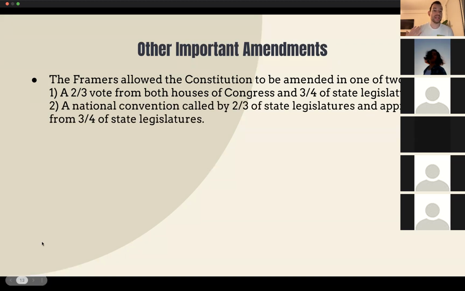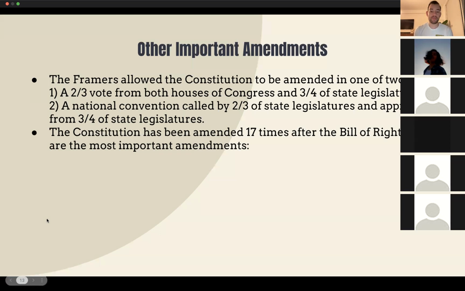Second, a national convention can be called by 2/3 of the state legislatures. So 2/3 of the states can get together and say, we want to have a national convention about a new amendment. And then they need to get approval from 3/4 of the state legislatures. This is rarely seen and rarely done because it would be hard to get 75% of the states to agree on anything. But if you could do that, you could amend the Constitution.